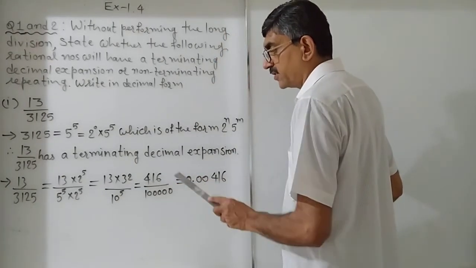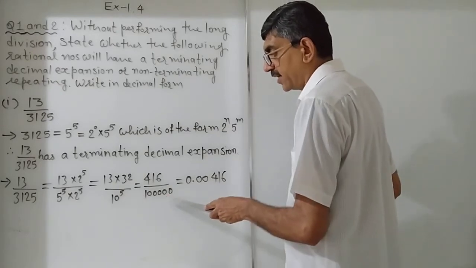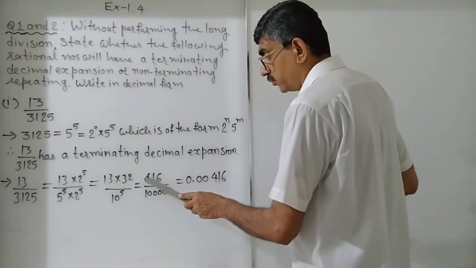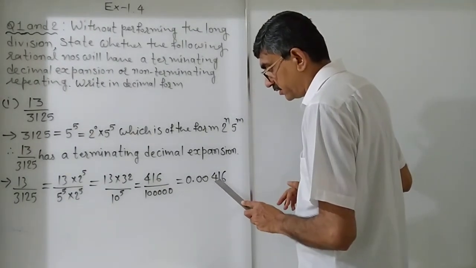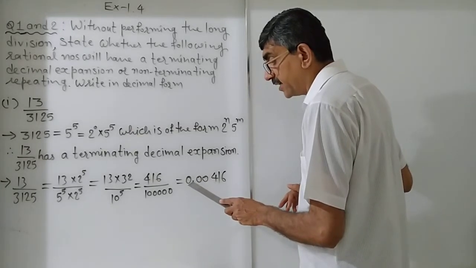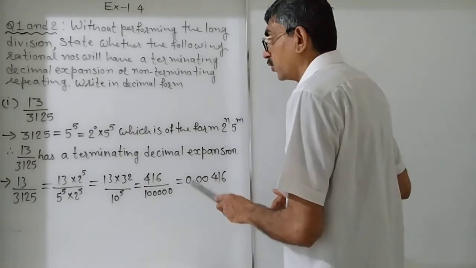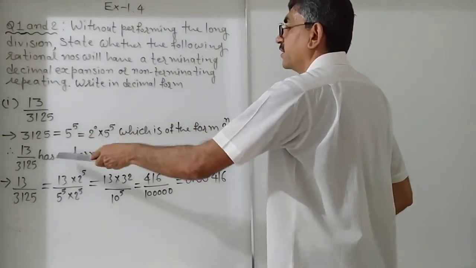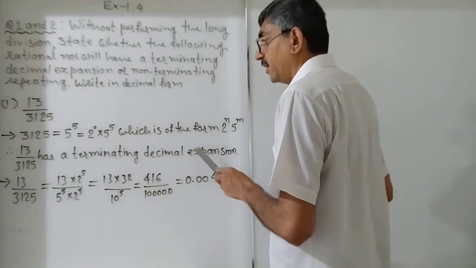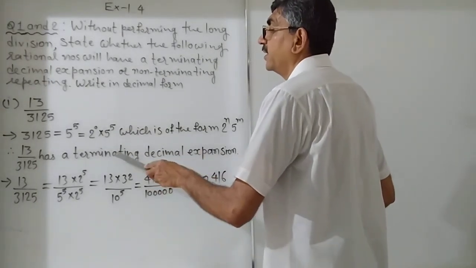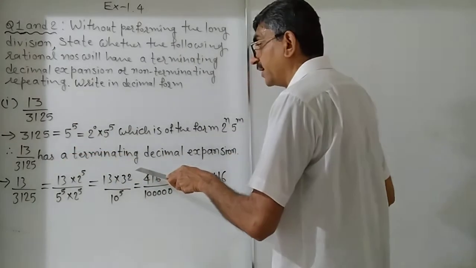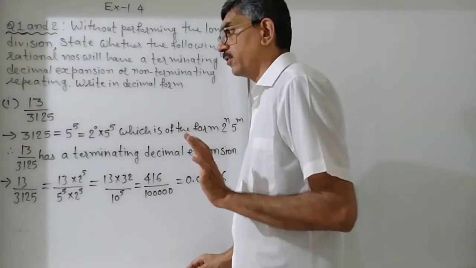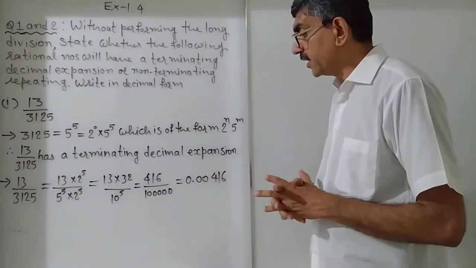Multiplying gives 416. 10 raised to 5 is 1 followed by five zeros. After 5 digits from the right-hand side, 1, 2, 3, 4, 5, put the decimal point and 0. So we could decide whether the decimal form of the given rational number is terminating or non-terminating, and in this case it is terminating, and we also expressed it in decimal form. So here it is.